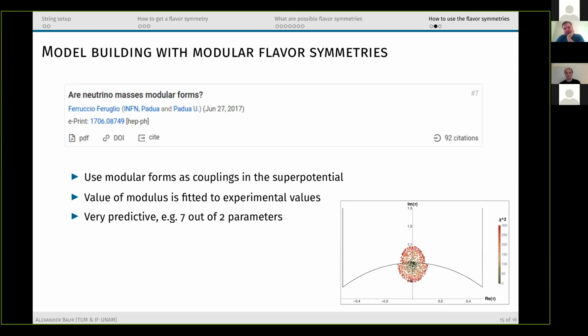I see. I have just one more question. When you were talking about modular symmetries, you said that the representation rho of gamma is very hard to find out. Why is that?